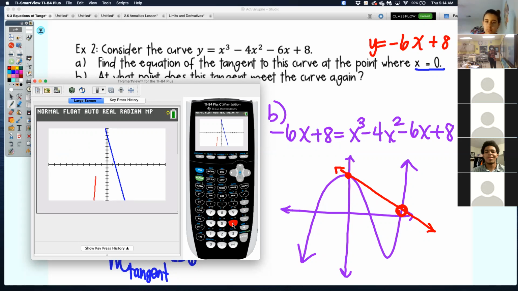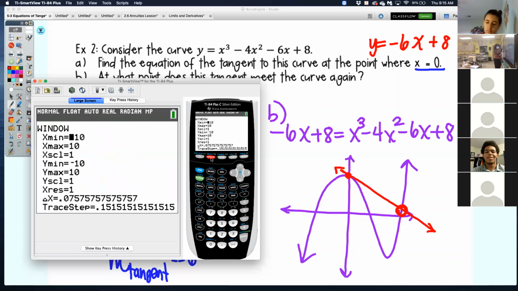tangent line. And there is my cubic. So here, there's that point where it's tangent to the curve at 0. It's going to intersect again outside of the window that I have, so I do need to adjust. What part of my window should I adjust? Y, which one? The Y min, because it goes down lower.